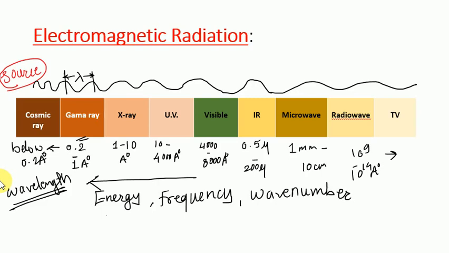So the energy, frequency and wave number are highest for the cosmic ray, while lowest for the radio and TV radiations. If we talk about wavelength, then wavelength increases from cosmic ray to TV ray, and wavelength and energy are inversely proportional, as we will see later on. Let us see the infrared radiation.